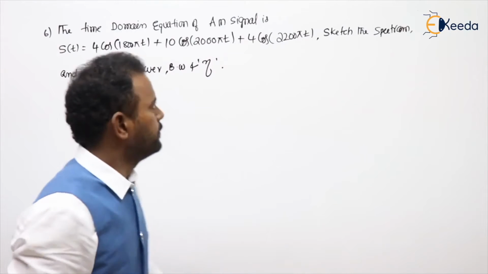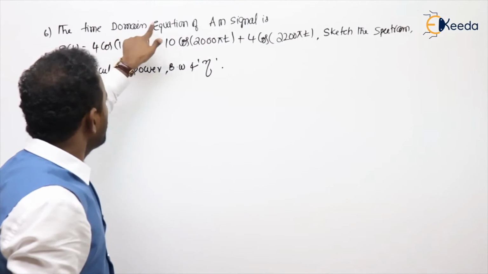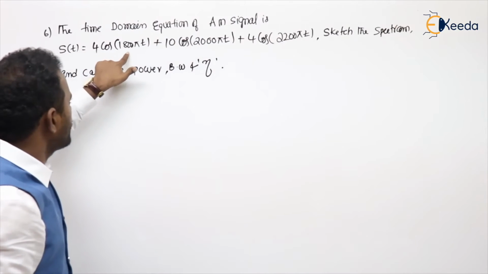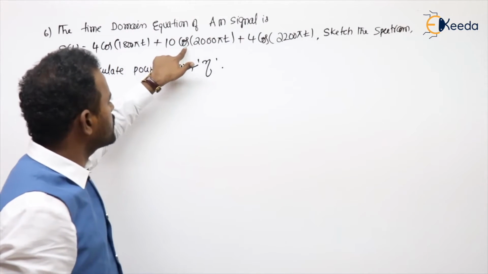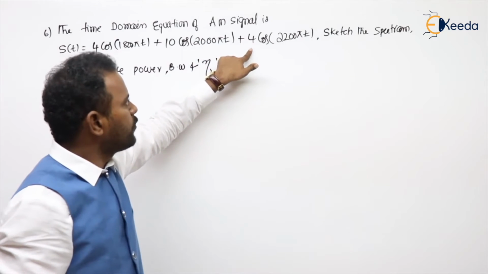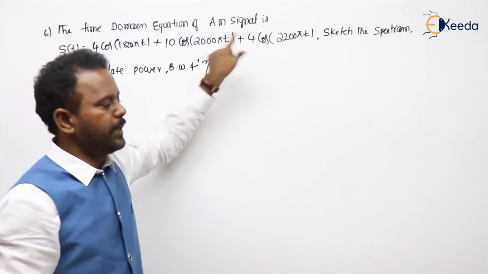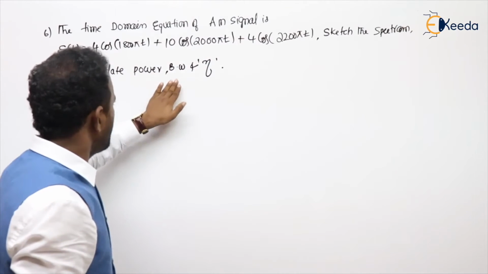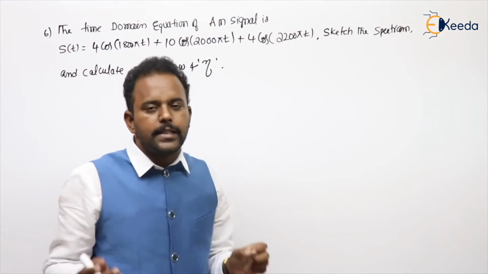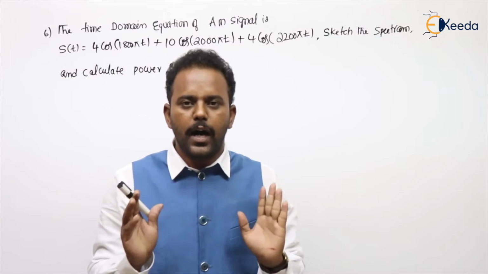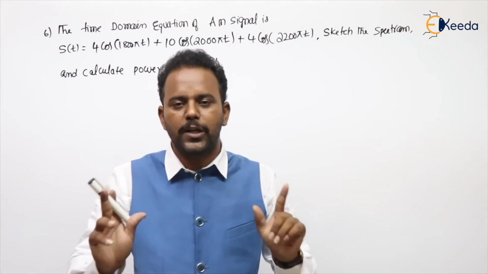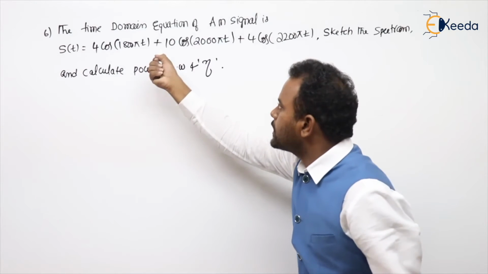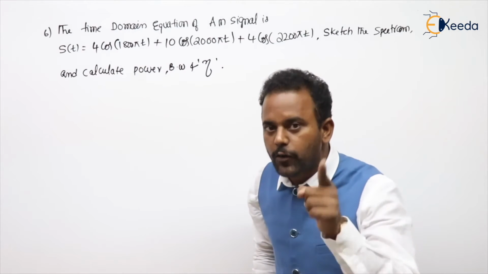See the next problem. The time domain equation of AM signal is s(t) = 4 cos 180πt + 10 cos 2000πt + 4 cos 2200πt. Sketch the spectrum and calculate power, bandwidth, efficiency. This is another model of question asked on the time domain expression of a singleton AM. Try to recall what is the expression we are having in that format.